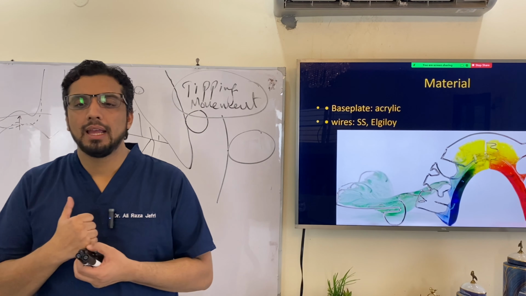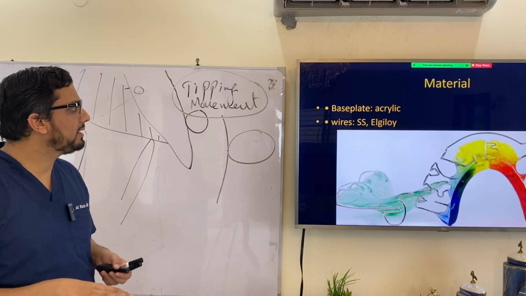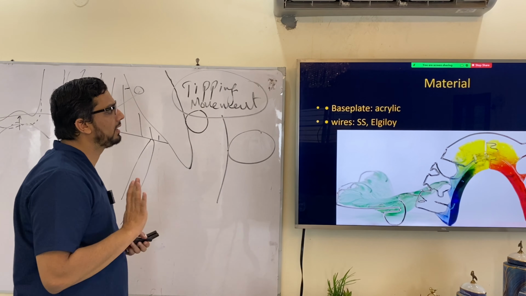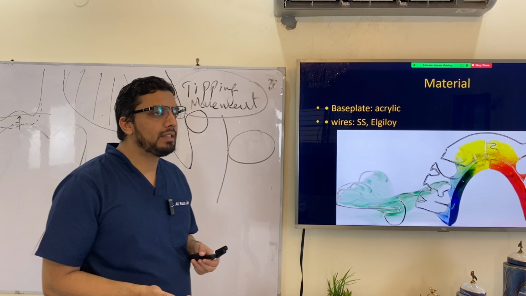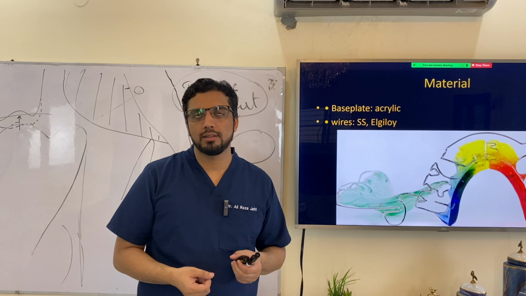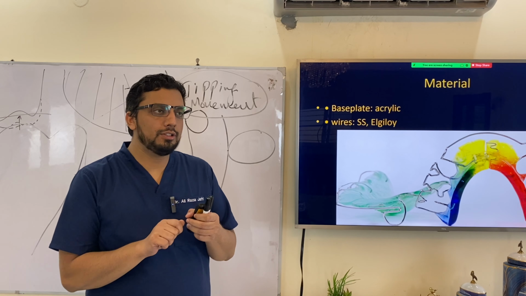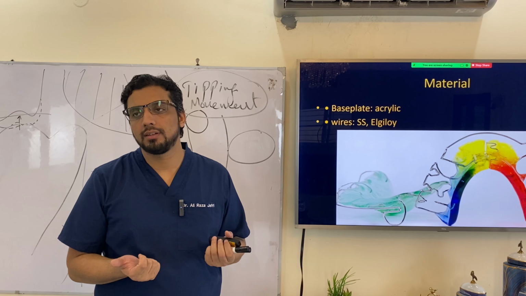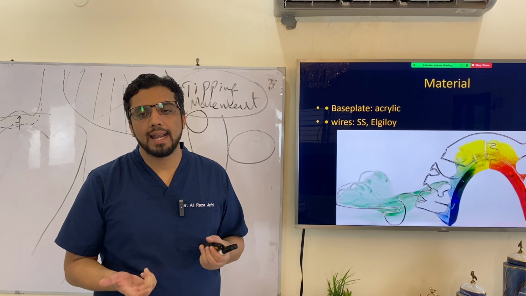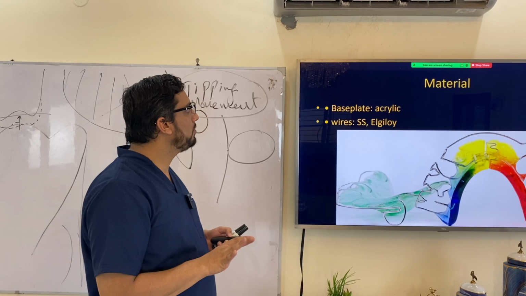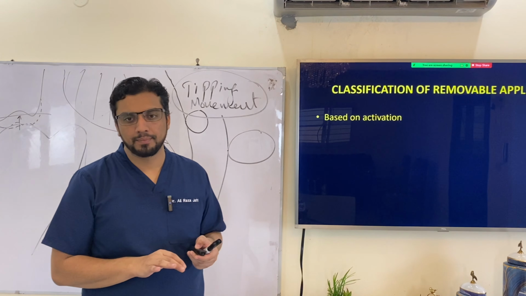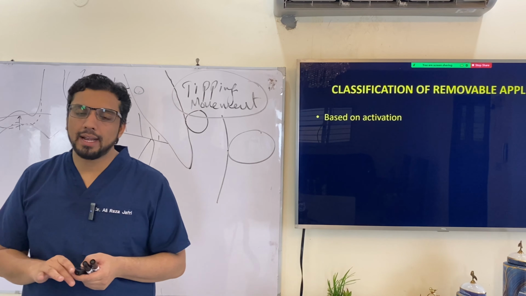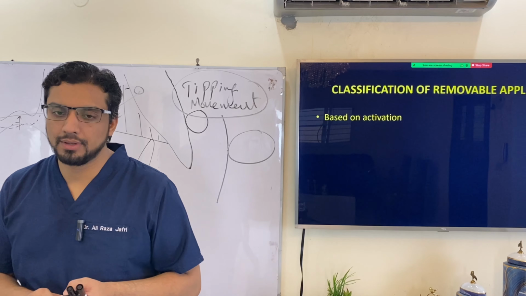क्या मटेरियल यूज़ होता है? मटेरियल बेसिकली क्लासिकली जो है वो स्टेनलेस स्टील और एक्रेलिक है. The wires which you have already practiced in your classes, you have the stainless steel wires, mainly the round wires, and the base plate. These are mainly the two important components. So they can be classified according to their uses.